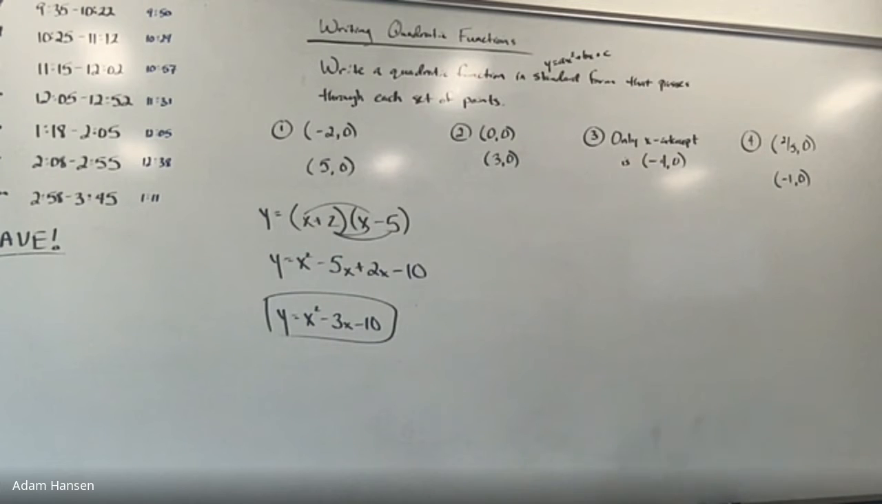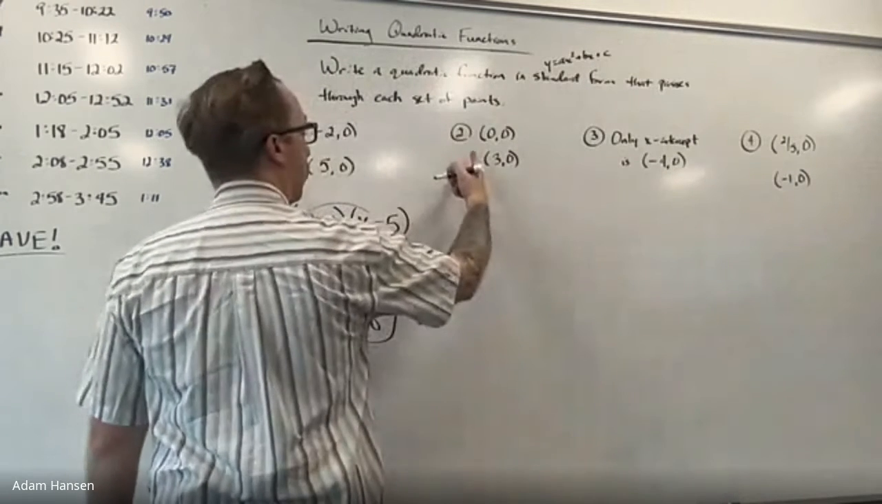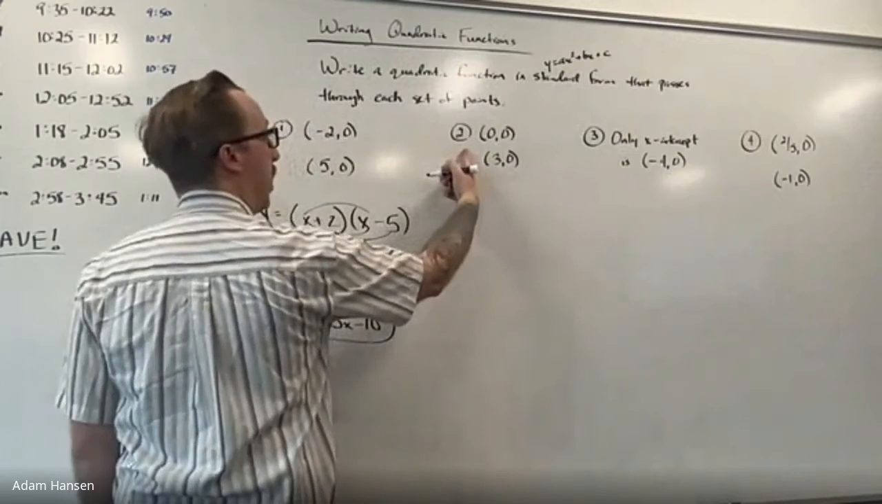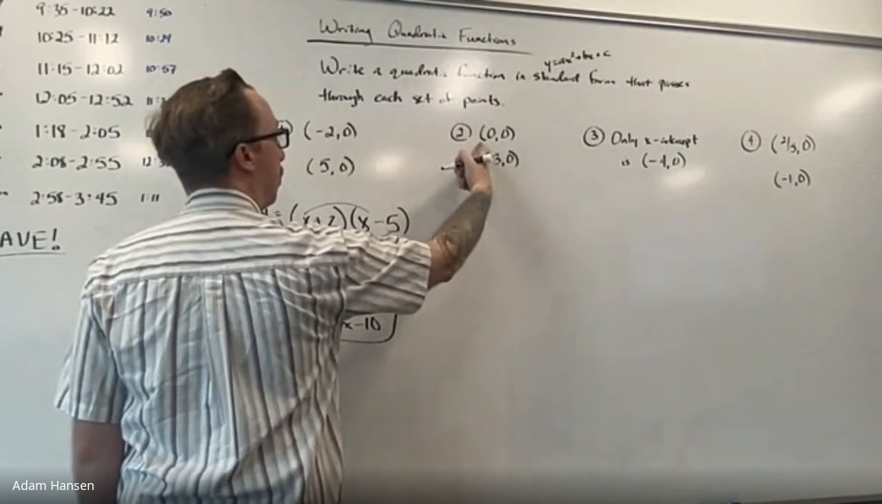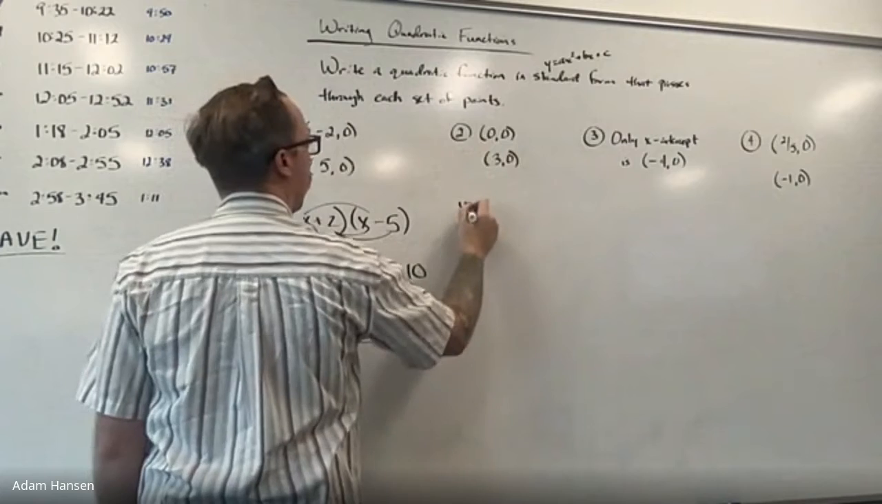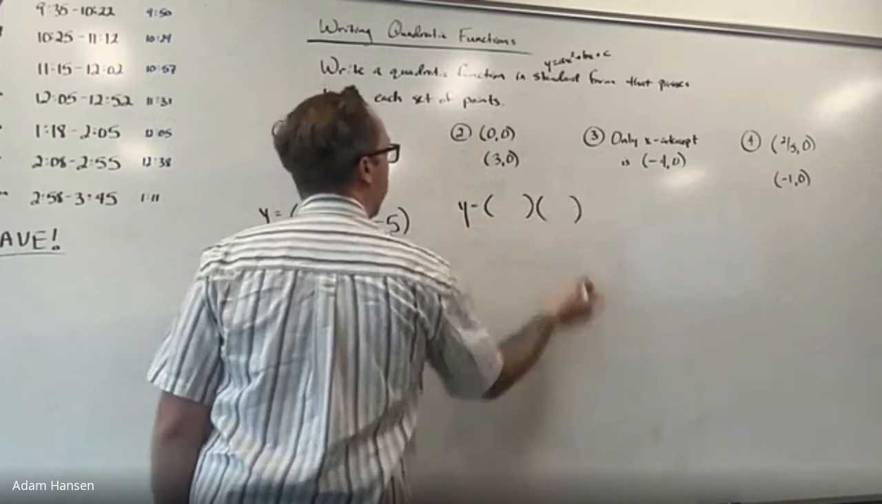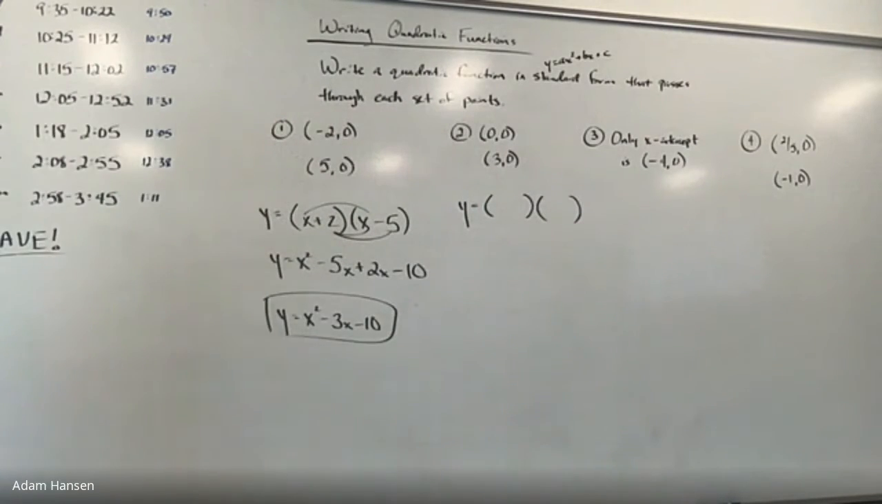Let's try a couple more. I've got another set of points for number 2. I want to write the equation of the quadratic function that passes through (0, 0) and through (3, 0). So what goes inside those 2 quantities? Take a second, write it down. Write the correct factors for x-intercepts of 0 and 3.